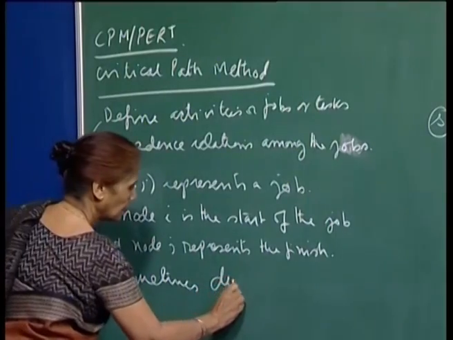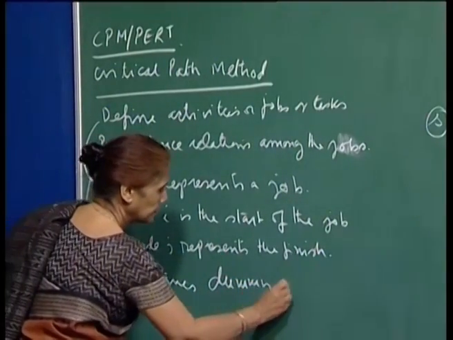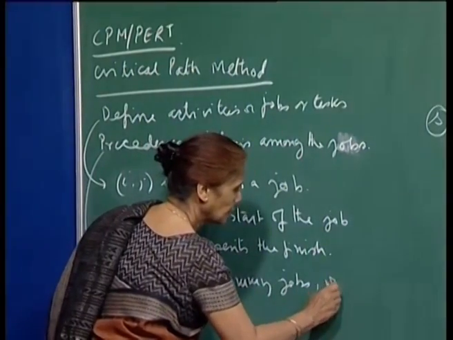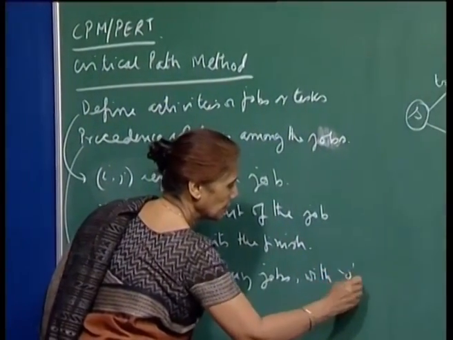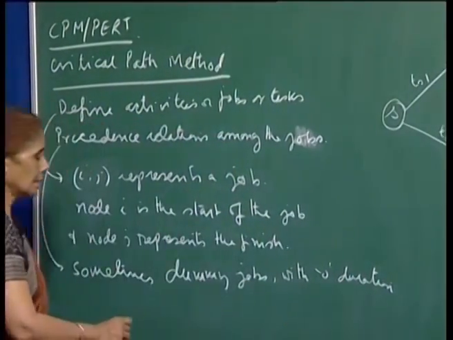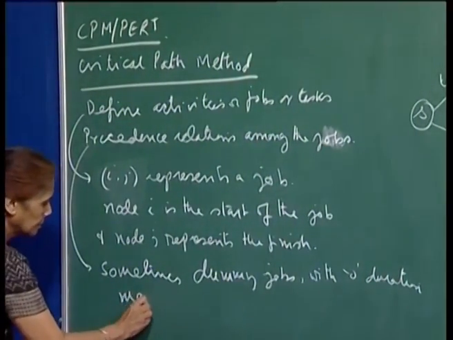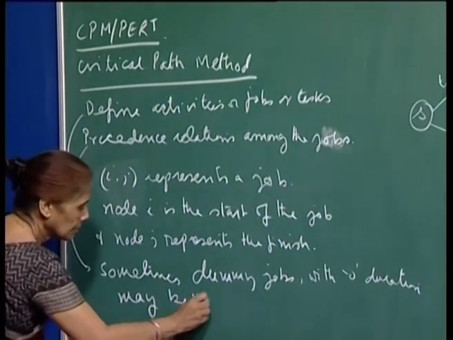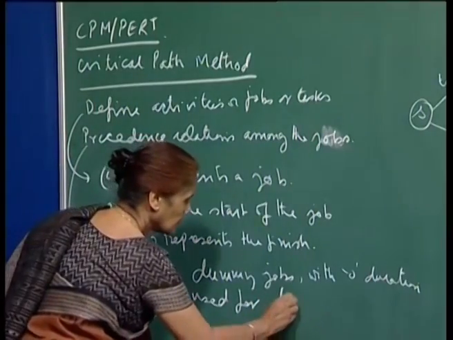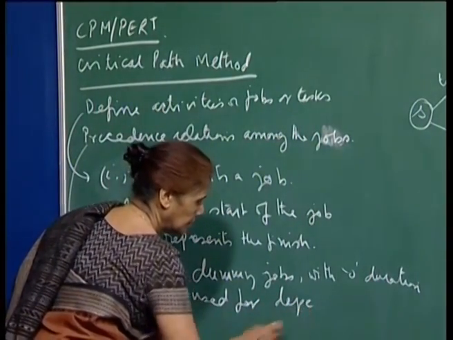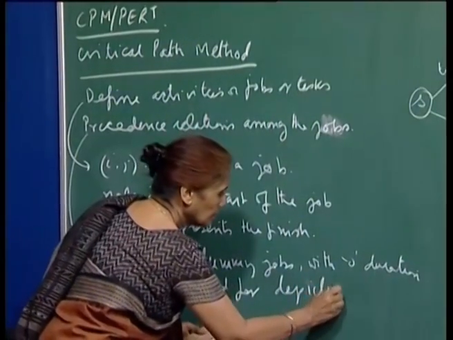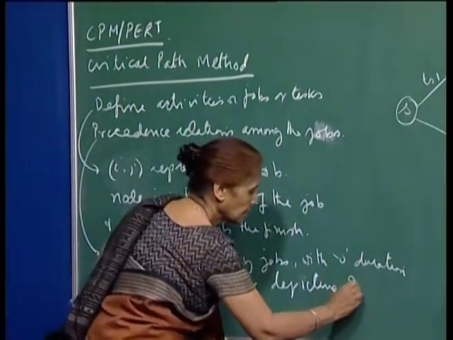Then here sometimes dummy jobs with 0 duration may be used for depicting precedence relationships.